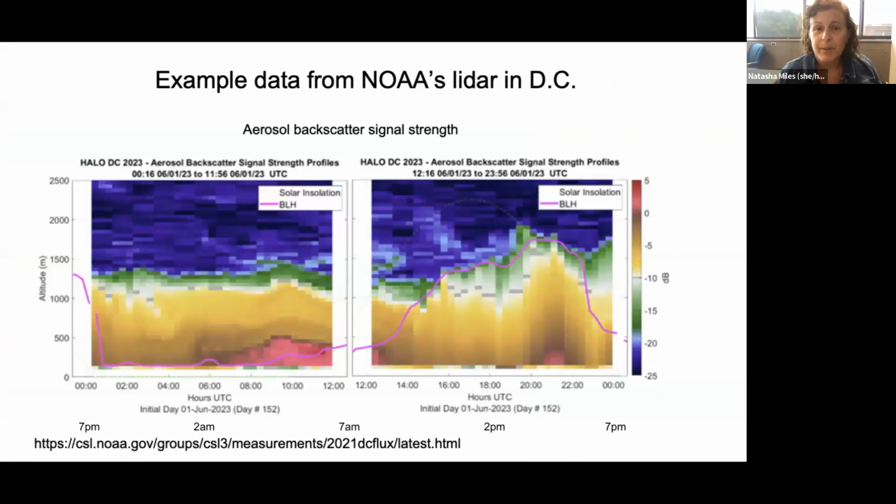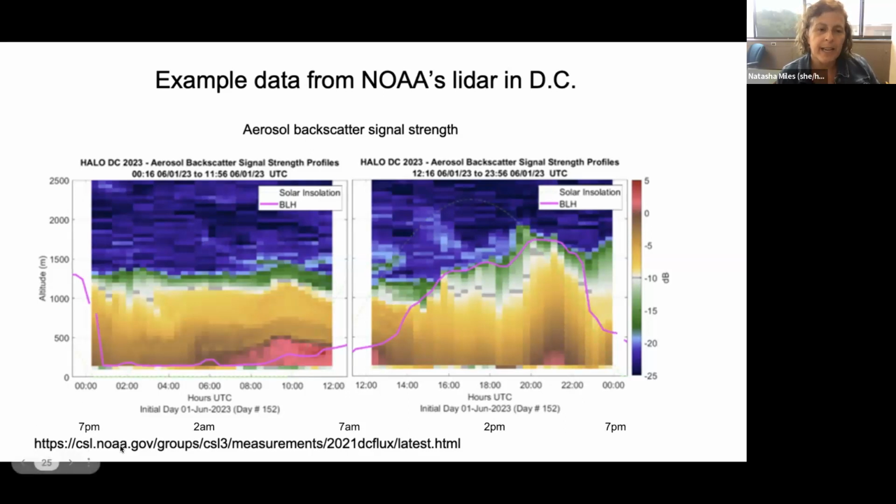Here's an example from NOAA's LiDAR in DC. This is the aerosol backscatter signal strength. That's the different colors. The x-axis is time going for a 24-hour period. And the pink line is the boundary layer depth. So you can see, I put the local time here at the bottom. So it starts at around evening time, 7 p.m.